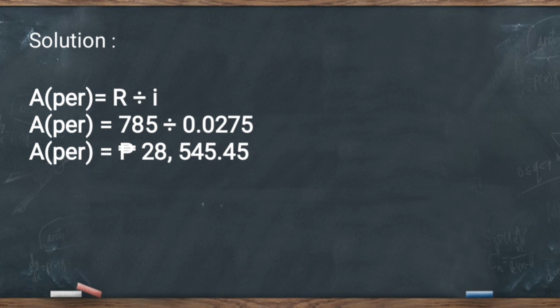Let us then substitute the values. Using the formula, present value of perpetuity is equals to periodic payment divided by periodic interest. For R, we have 785, and for i, we have 0.0275. After substituting the values, let us divide 785 by 0.0275. And now we have 28,545.45 pesos of present value of simple perpetuity.